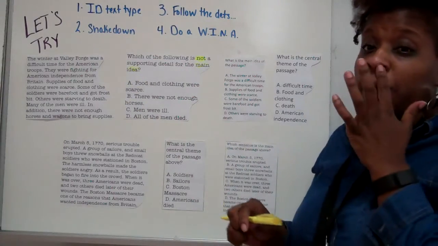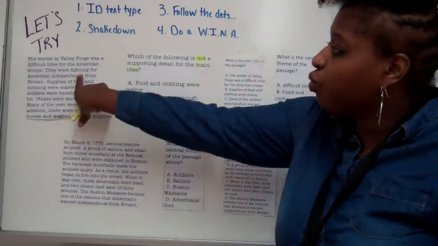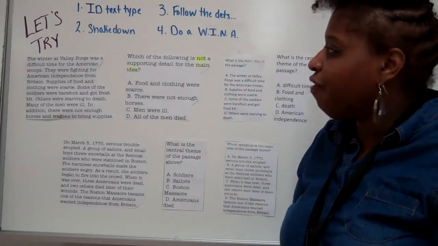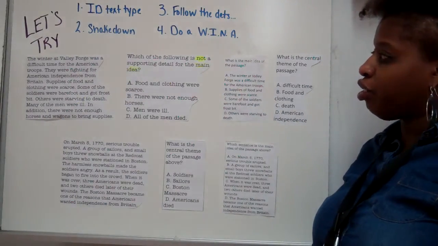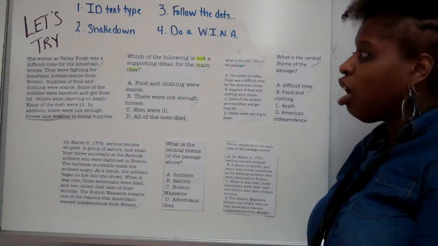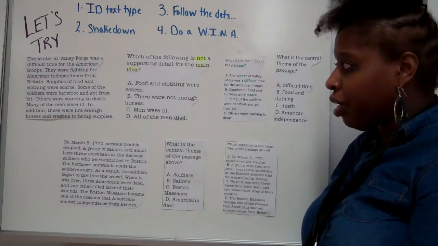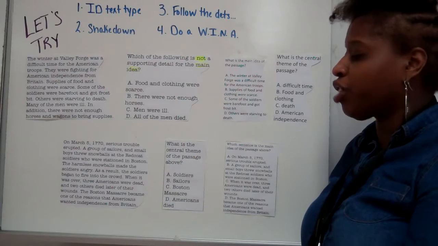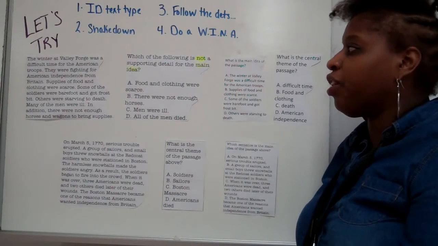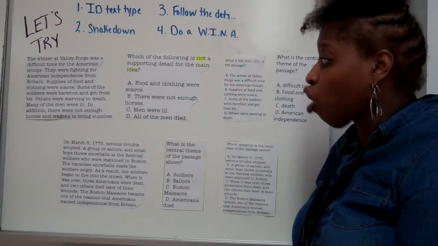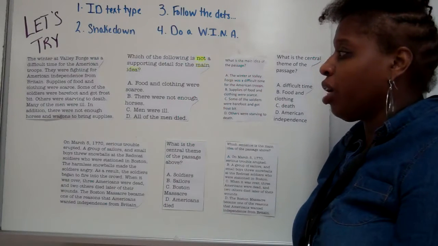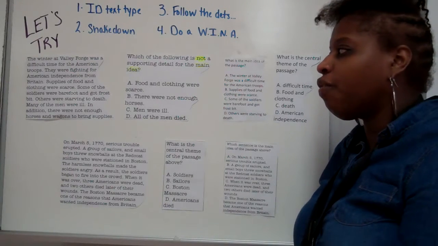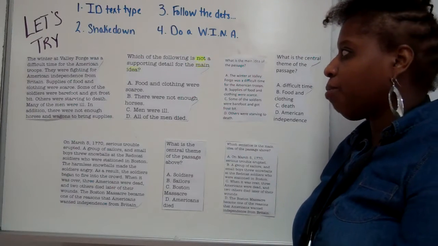So I know I'm looking for the one that is not. So let's read the text. The winter at Valley Forge was a difficult time for the American troops. They were fighting for American independence from Britain. Supplies of food and clothing were scarce. Some of the soldiers were barefoot and got frostbite. Others were starving to death. Many of the men were ill. In addition, there were not enough horses and wagons to bring supplies.